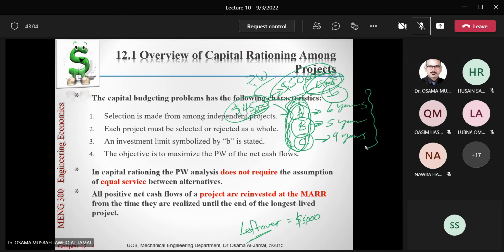Here is the point about the lives: 6, 5, 9. Which one is the longest life? 9. What to say now? That 5,000 is reinvested at MARR for nine years. Why 9 years?